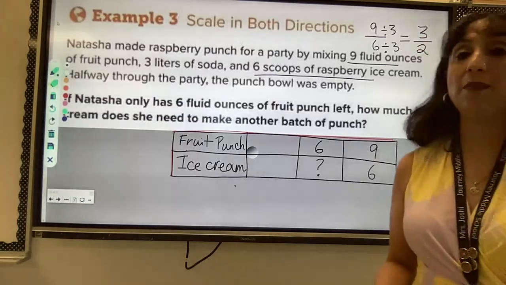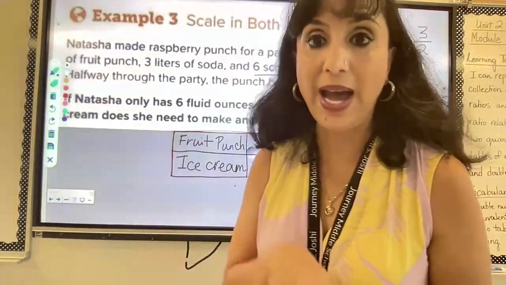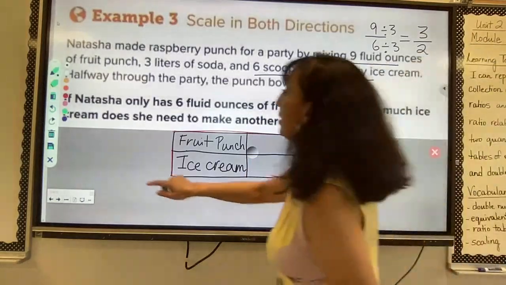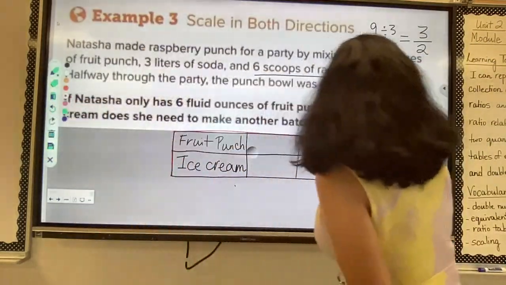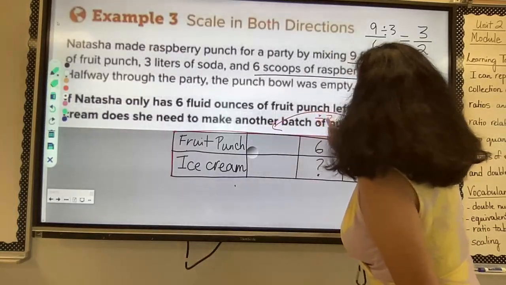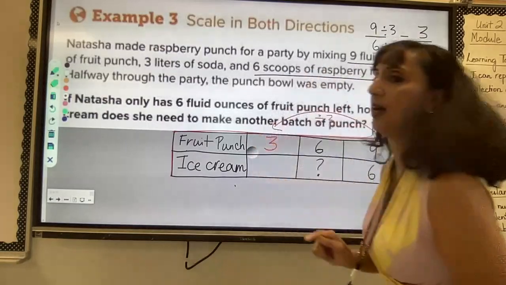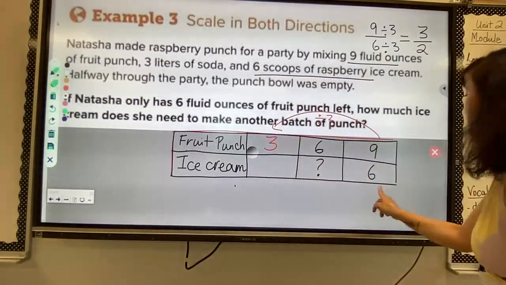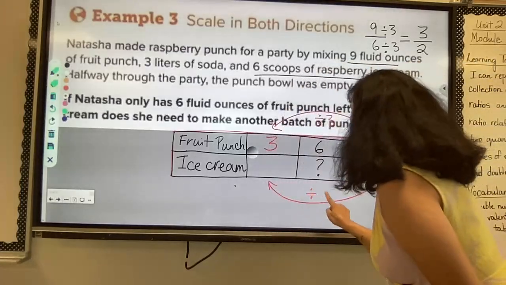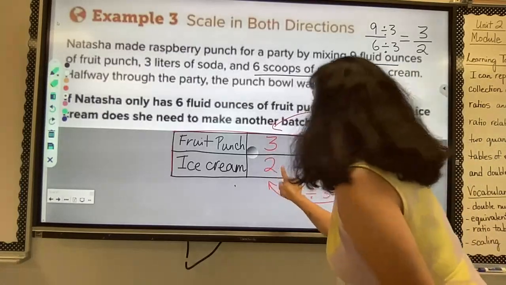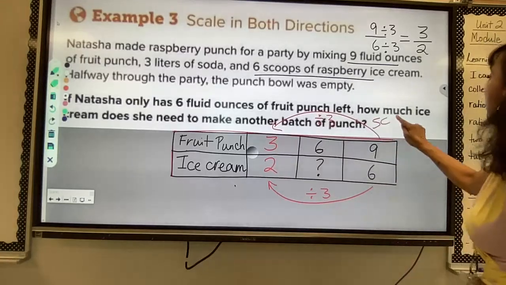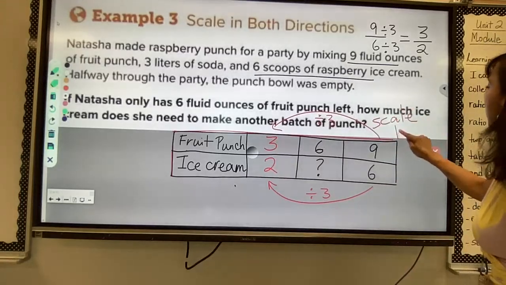And so what am I doing? Because I'm dividing, I'm scaling backwards. Okay? So look, I'm going to scale backwards. And I'm dividing by 3. Okay, dividing by 3, and I get 3 here. And then I have to do the same thing down here to this ratio. I'm dividing by 3, and I'm getting 2 here. Okay, so first I scale backwards. I scale back.